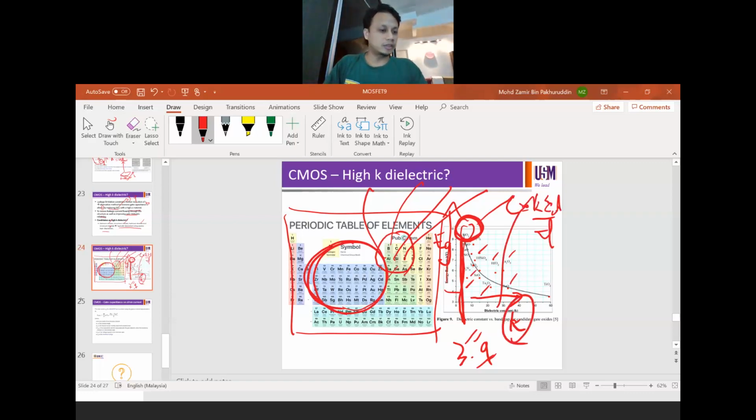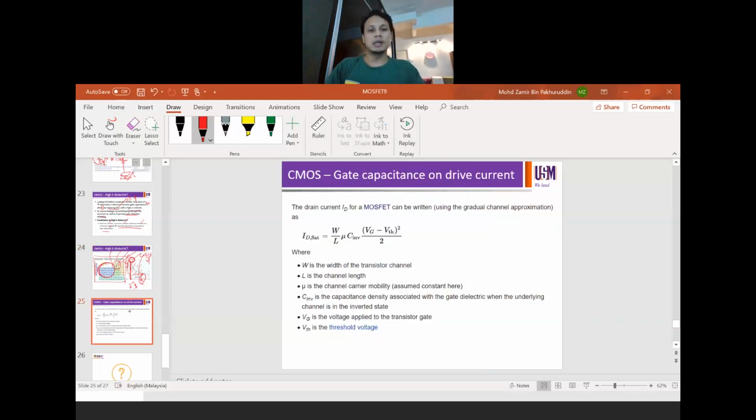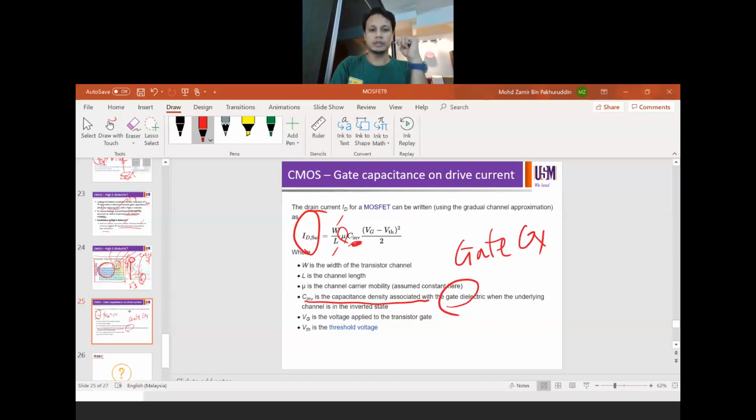Okay, so transition elements. And the final one, CMOS gate capacitance and the drive current. This is the drive current equation. The drive current ID, the drain current, is also called the drive current. For a MOSFET it can be rewritten as: ID is equal to W over L, width over length, times mu, the mobility of the carrier, times C, the capacitance density of the gate oxide, times VG minus VTH, where VG is the gate voltage and VTH is the threshold voltage. So we can see here that ID is proportional to C.